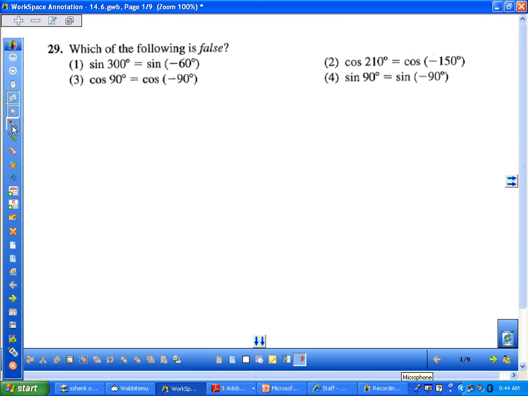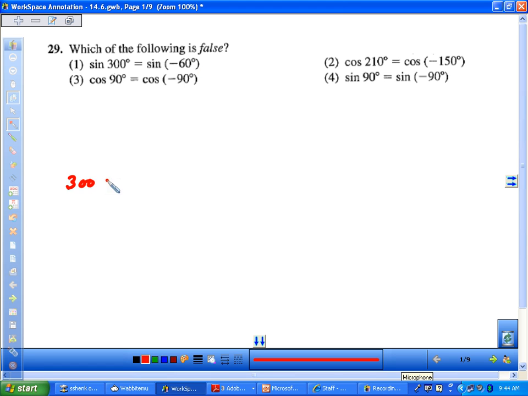Okay. So I want to look at these two and say, well, is 300 and negative 60, are they coterminal? What do they have to have a difference of if they're coterminal? 360. So what's 300 minus negative 60? Minus a negative becomes plus a positive, and that's 360. So are these two coterminal angles? Yes. So are these two going to be equal to each other? Yes, they are going to be equal to each other.